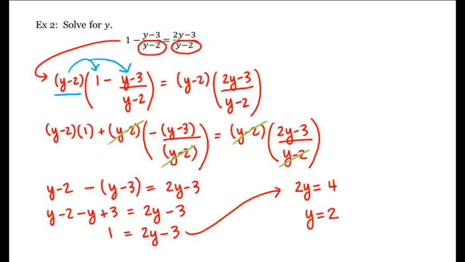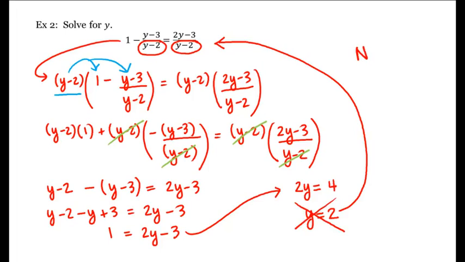However, remember that we have to check our answer and make sure that it's not the excluded value up here. And sure enough, it is. If y is equal to 2, then we'd be dividing by 0. So we need to cross off y equal to 2 as a possibility here, which means that there's no solution here.